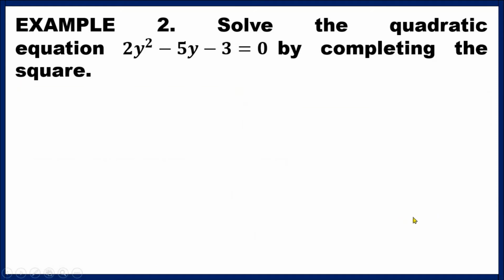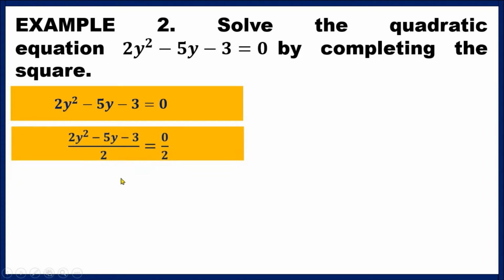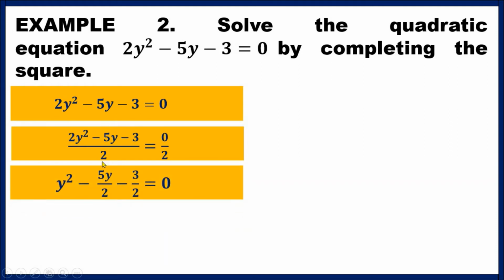Solve the quadratic equation 2y squared minus 5y minus 3 is equal to 0 by completing the square. The given is 2y squared minus 5y minus 3 is equal to 0. First step is, we need to ensure that the coefficient of y squared in this case should be 1 or it is not written. On our given, the coefficient of y squared is 2. To make it 1, we shall divide both sides by 2. Upon dividing, the result is 2y squared over 2, that is y squared, minus 5 over 2 y, minus 3 over 2 is equal to 0 over 2, which is still 0.